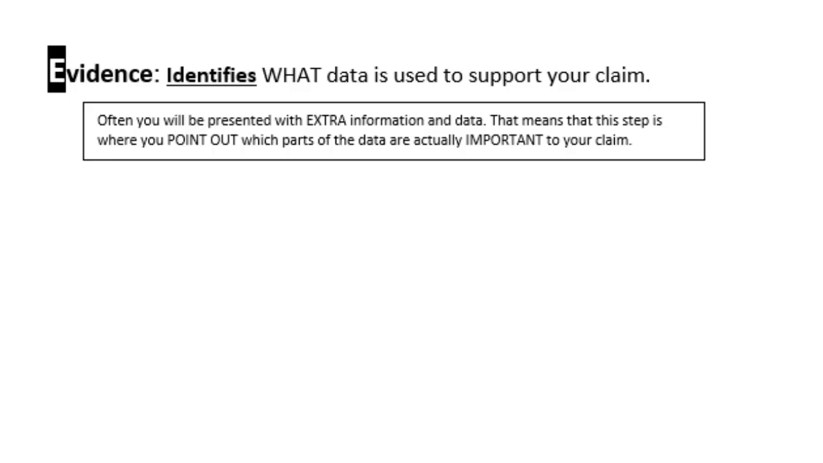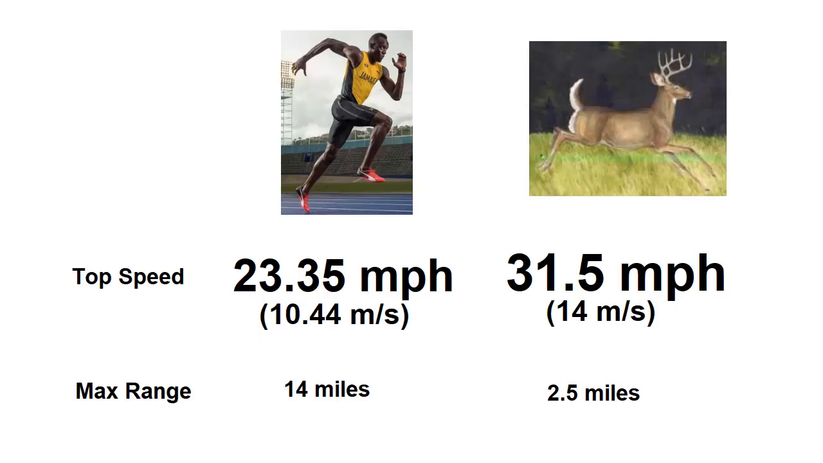Let's look at some evidence. We have some evidence here that I looked up online, and you can see the top speeds of Usain Bolt and a deer: 23.35 miles per hour or 10.44 meters per second for Usain Bolt, 31.5 miles per hour or 14 meters per second for a deer. And we also have the maximum range for a deer and Usain Bolt when they're running. So this is going to be your data.